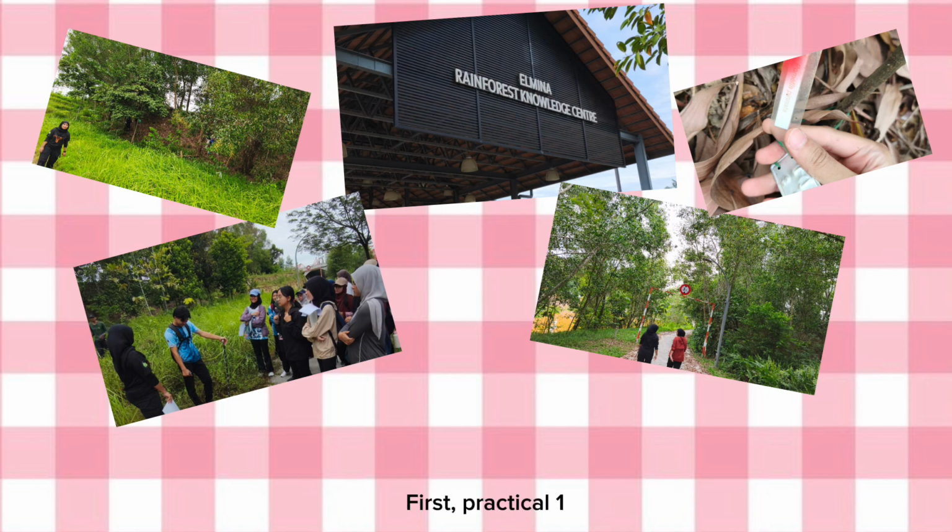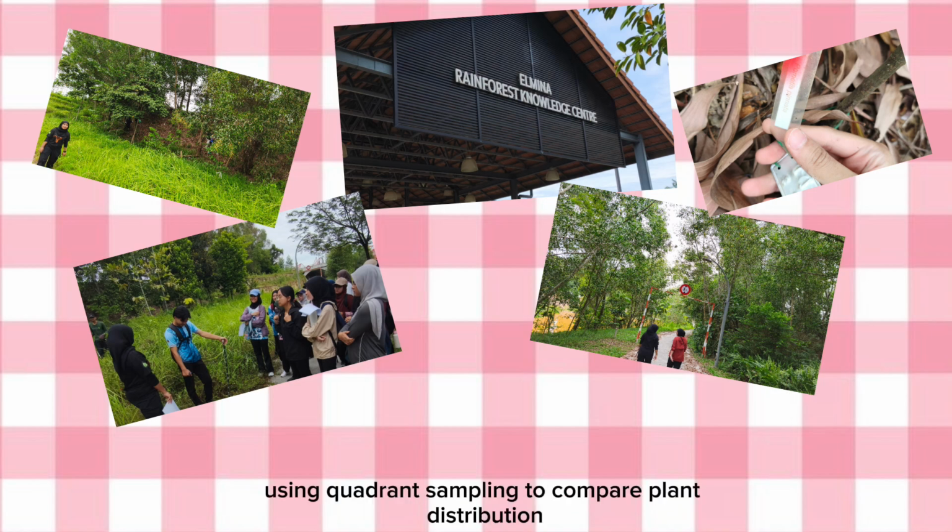Today, in this video, I'll cover two practicals from our TRCRC field trip. First, practical 1, calculating mean, variance and standard deviation across leaf measurements to understand natural variation within a species. Second, practical 2, using quadrant sampling to compare plant distribution and density between two forest sites and what that tells us about the factors shaping biodiversity.